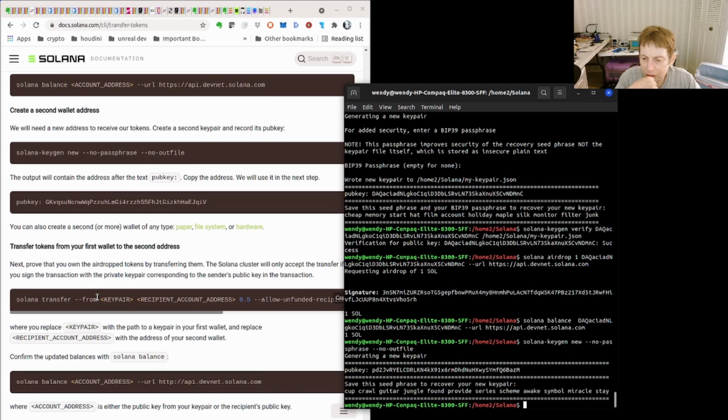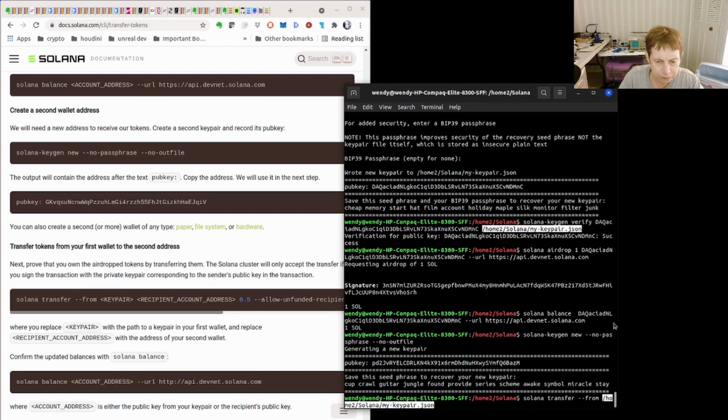Okay, so let's see, for the path to the key pair. Okay, so it would be solana transfer from, and then our path. So let me copy that and paste that. Make this a little wider.